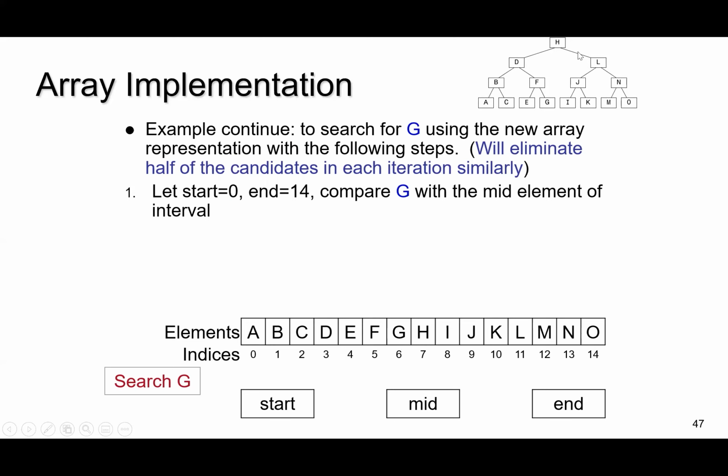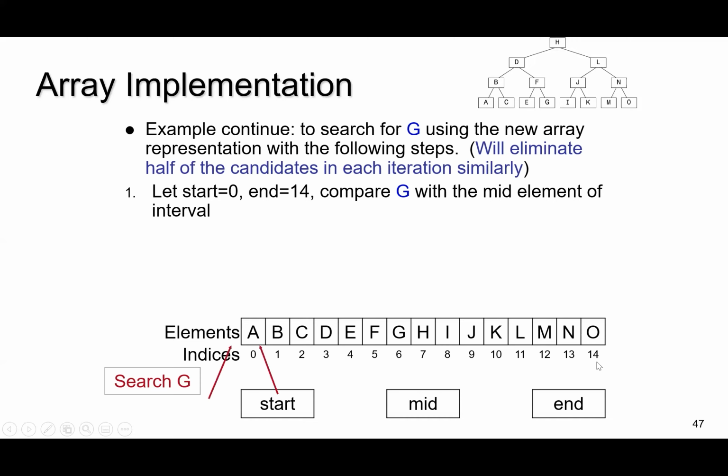It's similar to how I searched for G in the BST just now. To do binary search, you need 3 variables: start, mid, and end. The start and end variables determine the boundary of where you are going to search in the array. When you just start, your start value will be 0, meaning index 0. Your end will be the last index value in your array, 14.